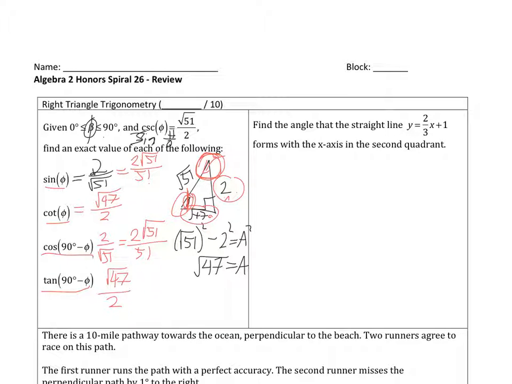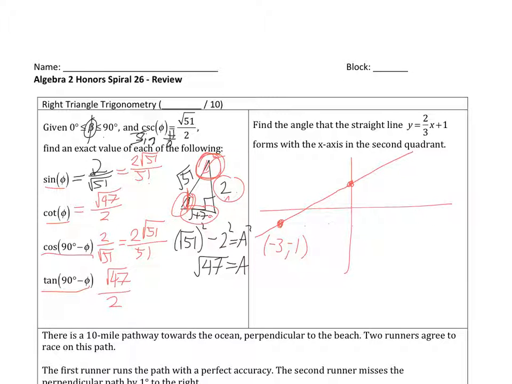Next one, ooh, this is fun. Find the angle that the straight line y equals 2/3 x plus 1 forms with the x-axis in the second quadrant. Let's draw this. So we're going 1 up, and this angle is going to go at a 2/3 slope. So that's going to be down 1, 2, 1, 2, 3, and this would be at a point -3, -1.